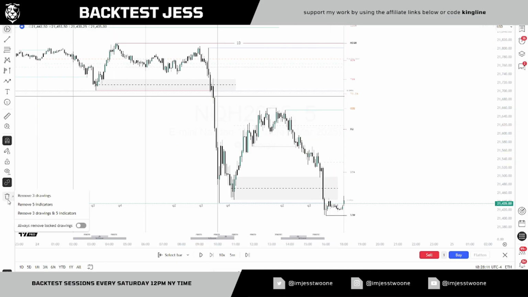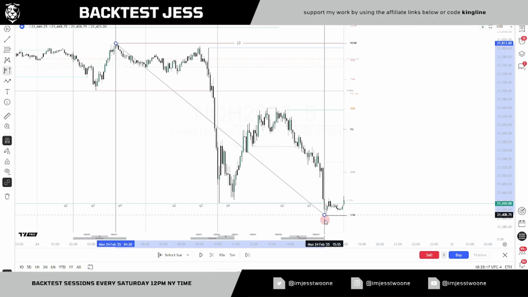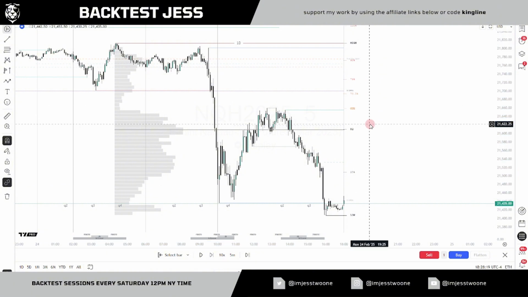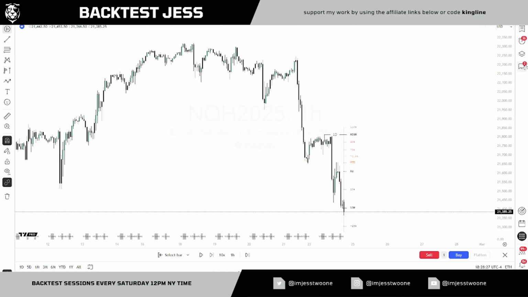We will mark out our fixed range volume profile. Let me delete everything. Fixed range volume profile. You don't need to draw it in the direction of the bias. I just do that to be safe. Point of control is matching up right with EQ.